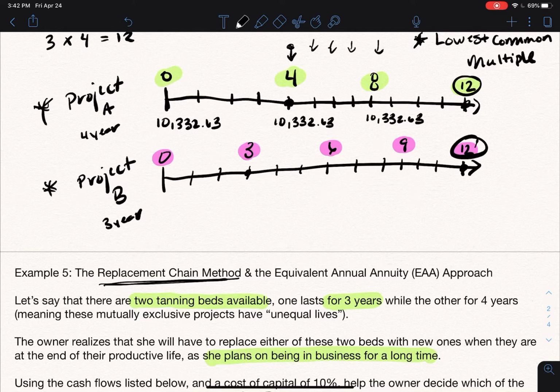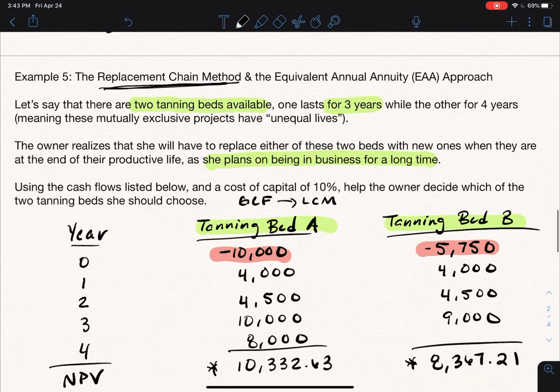So basically, what we're doing when we use the replacement chain method is creating a new set of cash flows that incorporates the net present value, but gets us to an equal point in time with 2 separate but mutually exclusive projects. I'm not going to do another one at year 12 because that's my stopping point. So when I repurchase tanning bed A at year 8 and pull those cash flows back to year 8 to find the net present value of $10,332.63, I'm going to stop there. But then I have to do the exact same thing with tanning bed B.